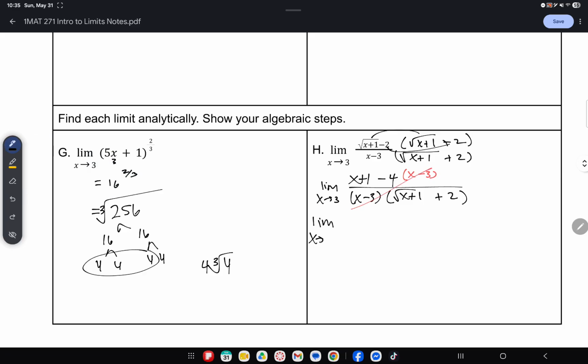So the limit as x approaches 3 of 1 over the square root of x plus 1 plus 2. Then I can do a direct substitution. 3 plus 1 is 4. Square root of 4 is 2. 2 plus 2 is 4. So we have a limit of 1/4.